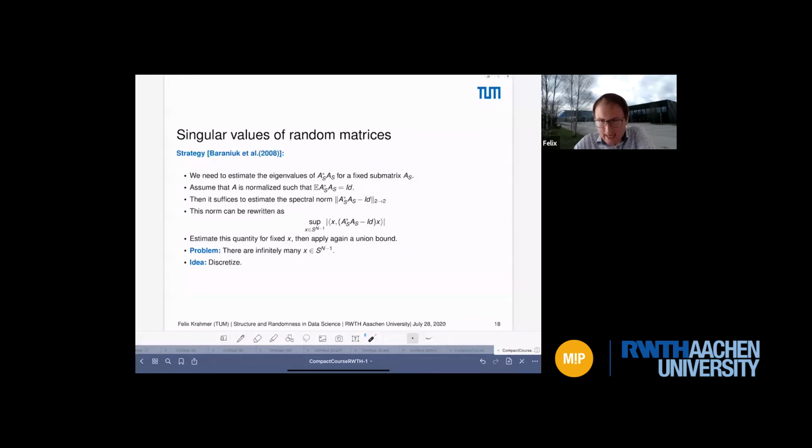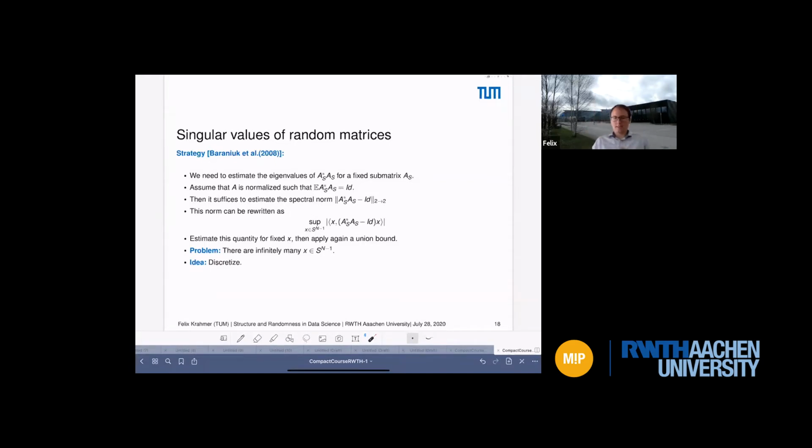Let's call them A_S. We have fixed some support set S, and now we're restricting our matrix A to that set of columns. Then we need to estimate the singular values of A_S. As you know, the singular values are the square roots of the eigenvalues of A star S times A_S. That's why we need to estimate these eigenvalues. Of this quantity A star S times A_S, we can take the expectation, and that of course depends on the matrix. But if, for example, we have independent entries, or in many cases something called isotropic, that means we can normalize the matrix such that all these A star S, A_S matrices have expectation identity.